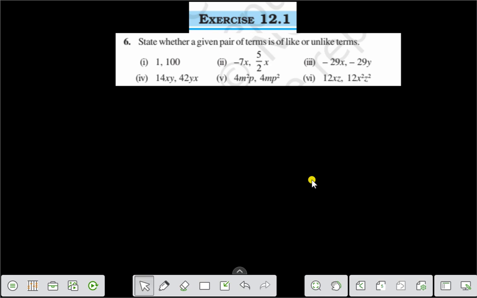Hello friends, today we shall discuss exercise 12.1 question number 6. State whether a given pair of terms is of like or unlike terms. Let us find. Here you can write the serial number or question number. This you can write here as serial number.